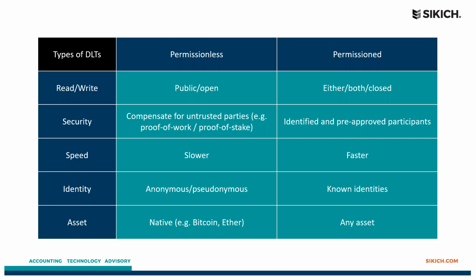Public blockchains are usually permissionless because they secure themselves through proof of work and proof of stake that we've been talking about. They're generally slower, and the participants are anonymous or pseudonymous. Bitcoin and Ether are cryptocurrencies, and they're both examples of a public blockchain.